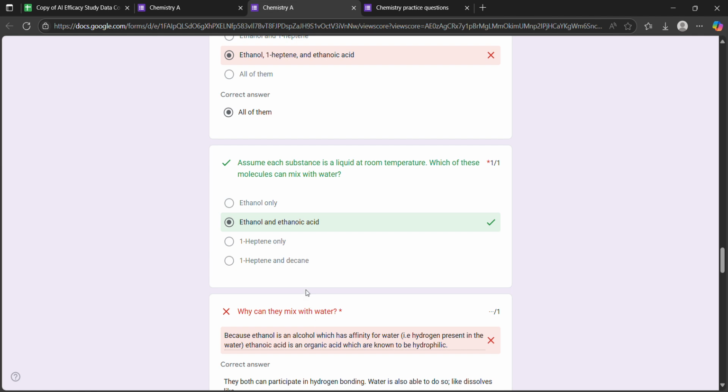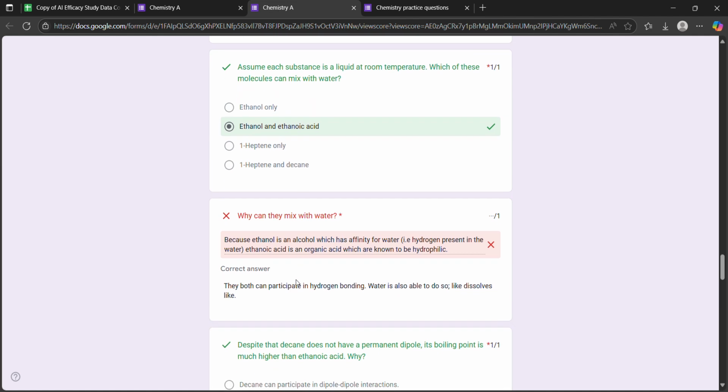why can they mix with water? Assume each substance is a liquid at room temperature. Which of these molecules will mix? So I chose this because ethanol is an alcohol and ethanoic acid is an organic acid. So I thought that they might mix with water at room temperature. The correct reason for this is that they both can participate in hydrogen bonding. Water is also able to do so. That is why like dissolves like. Okay. Hmm.